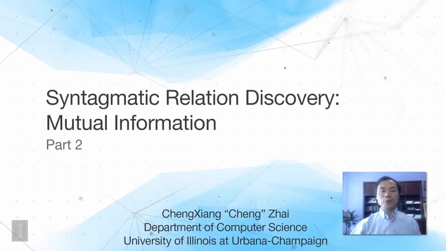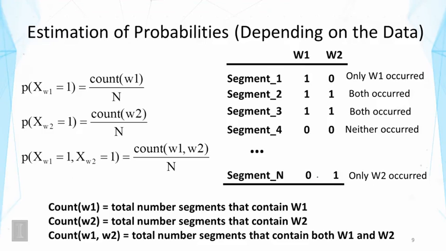In general, we can use the empirical count of events in the observed data to estimate the probabilities. A commonly used technique is called a maximum likelihood estimate, where we simply normalize the observed count. So if we do that, we can compute these probabilities as follows.